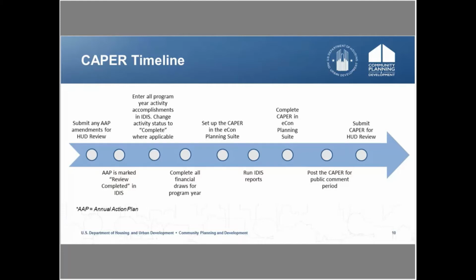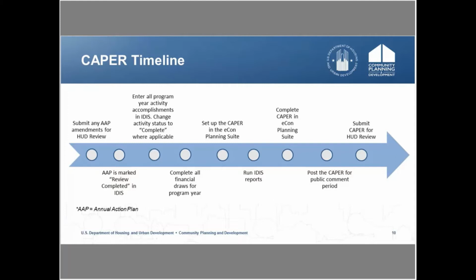So if you're in the process of an action plan amendment, for example, for your 2021 action plan, and that plan is in open amendment status, and then you create your 2021 CAPER, the auto-populated data in the 2021 CAPER template is not going to include any of the newly added information from your 2021 action plan amendment. It's only going to include the information from when the 2021 action plan was last marked review completed. So in other words, the action plan pre-amendment.